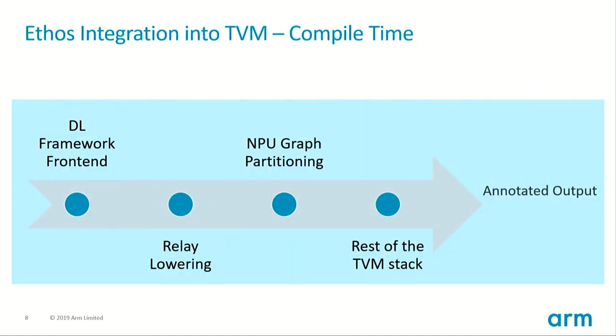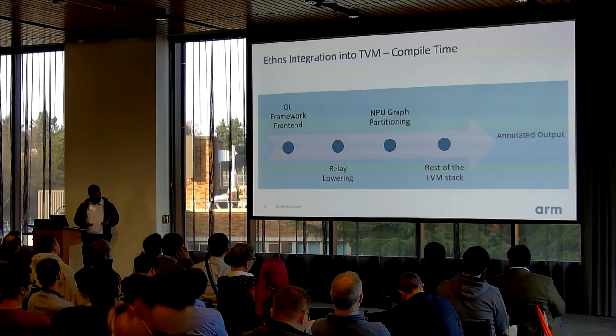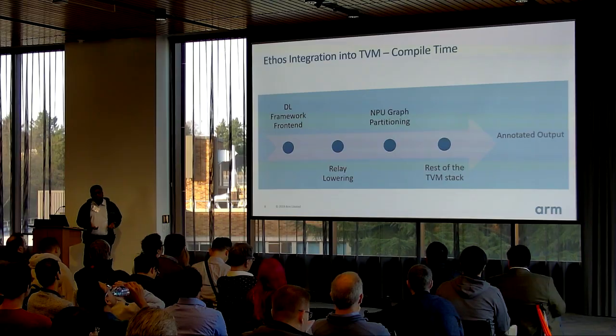So what are we looking to do with TVM initially as part of my group? We are looking to do an ahead-of-time compilation stack with TVM. We are working on graph partitioning at the Relay level, where we are quite excited by the framework agnosticism and the number of different framework front ends that TVM provides. We try to do graph partitioning for our NPU at this higher level, and we try to offload as much as we can to our fixed function accelerator. We then go through the rest of the TVM stack, and we provide an annotated output.